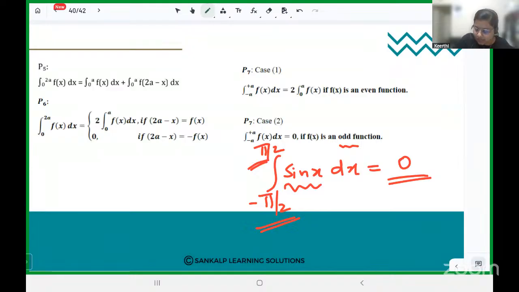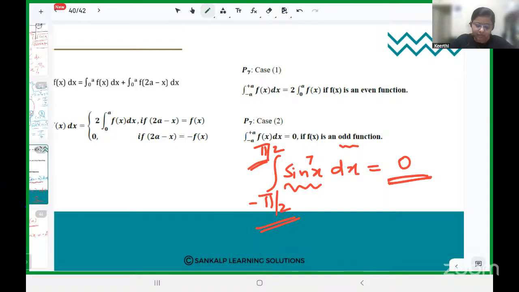If you take sine raised to the power 7 of x, that is an odd function, right? Odd powers of sine is an odd function. So then also the value of the integral will be equal to 0. All right. I hope this much is clear to you all.